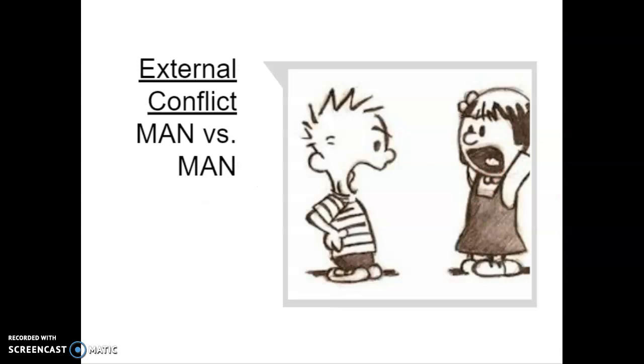Moving into external conflict, probably the most obvious type of external conflict we see is man versus man. That's where we have two characters that are butting heads over something. Generally, in a short story, it's going to be between the protagonist and the antagonist. So that's a man versus man conflict. Pretty straightforward there: two characters that are having a problem of some sort in a short story.